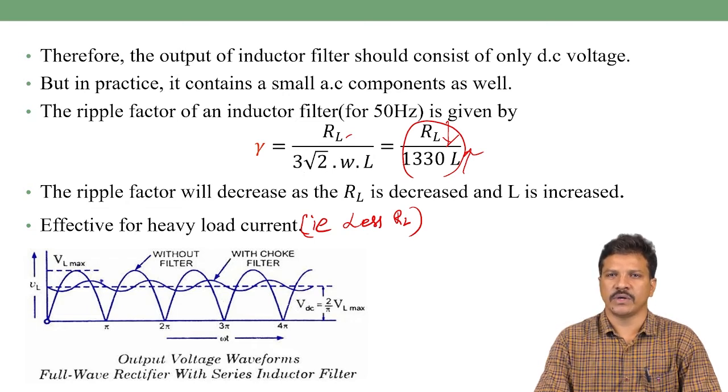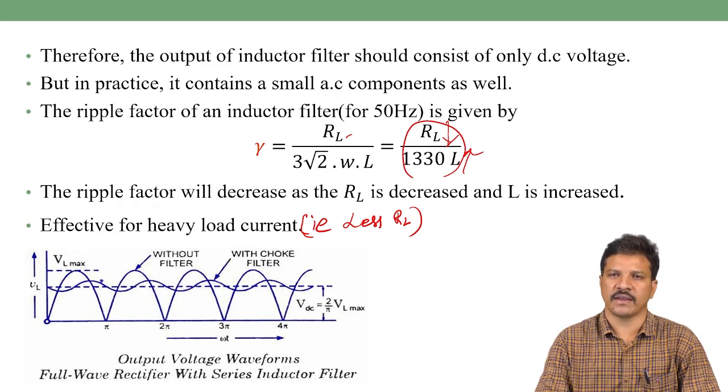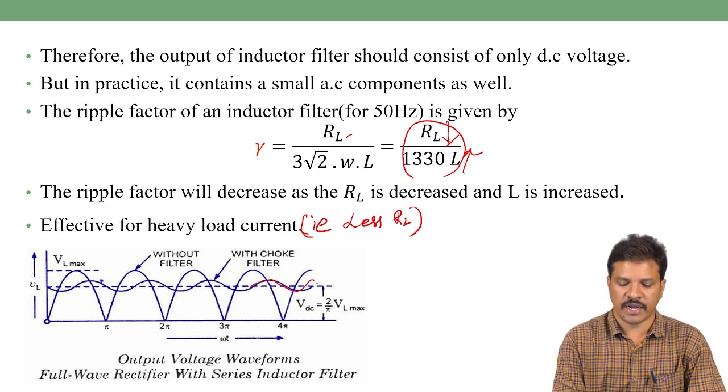When we use light loads, that means large resistance, then the ripple factor is directly proportional to it, so it will not be useful for filter action. The ripple factor will be almost equal to that without a filter, where we could use only rectifiers, and then the use of this inductor filter would be wasted. So that's why the inductor filter is effective only for heavy load current, where the load resistance is very small. In that case only, the ripple factor will be very low.